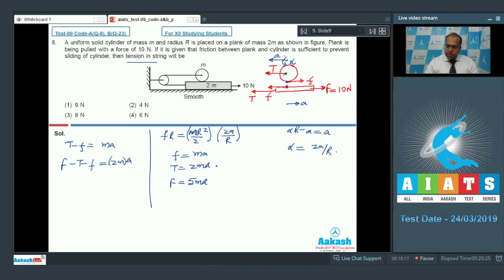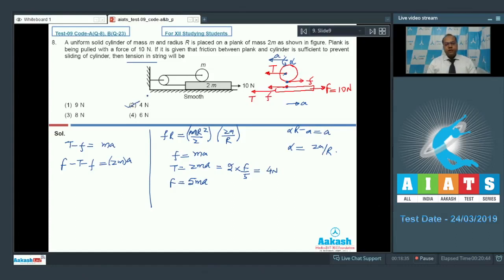So we have to find out what is the tension in this string. The tension in this string is given by 2ma, or that can be written in this way, 2 into ma. The value of ma is F by 5. Now the value of F is 10. So 10 by 5 is 2, so it comes out to be 4 Newton. So option 2 is the correct answer.